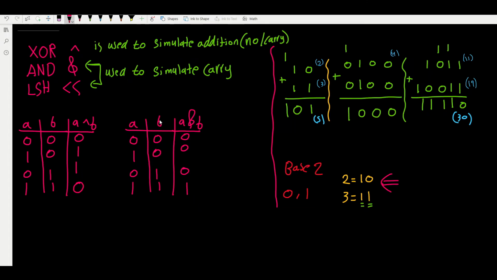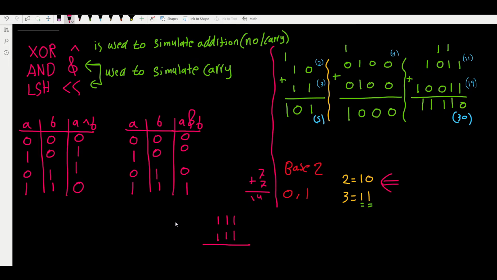Now let's look at the bitwise AND. We see that it only gives us 1 when A and B are 1. So let's look at a quick example. We want to add 7 plus 7, which will give us, we know, 14. So let's do that. 7 is 111. So we want to add it with 111. So let's see what happens.